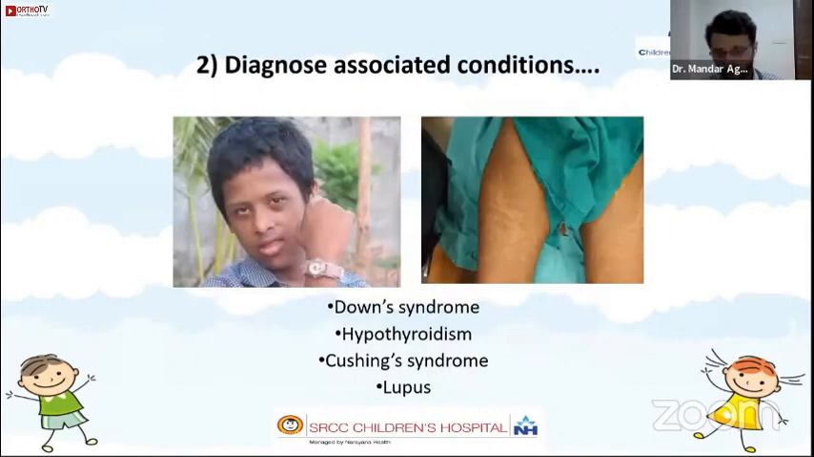Once you diagnose, you also have to diagnose the associated conditions. Now, associated conditions in this case are Down syndrome, hypothyroidism, Cushing syndrome, lupus, and hypovitaminosis D is extremely common. So you have to get these checked before you embark on any surgical procedure. You have to get an endocrinologist usually involved in order to rule out these issues.